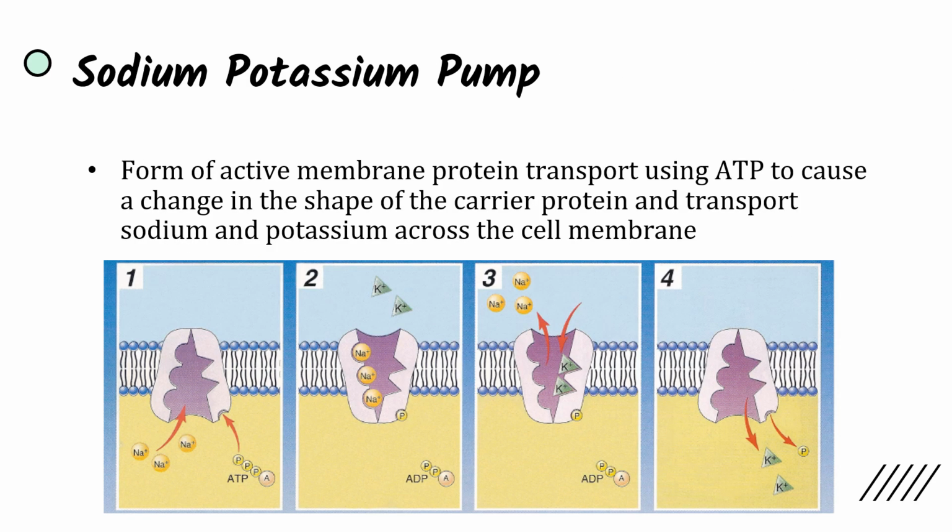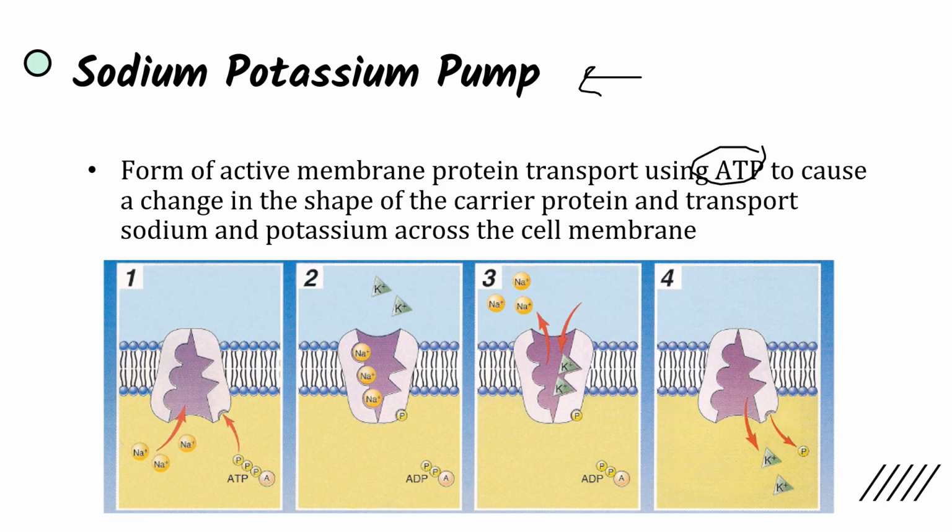Now, probably the most famous and common type of active transport using a membrane protein is known as the sodium-potassium pump, and it might not be explicitly referenced on your AP exam, but it will be a helpful diagram to know because there is a chance that you will get questions that do involve active transport and membrane proteins. So it is an active membrane protein transport using ATP, because this is active transport, to cause a change in the shape of the carrier protein and transport sodium and potassium across the cell membrane.